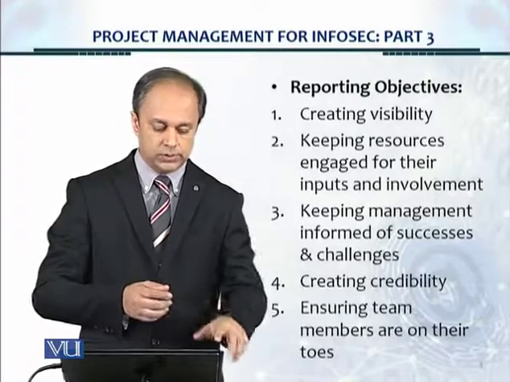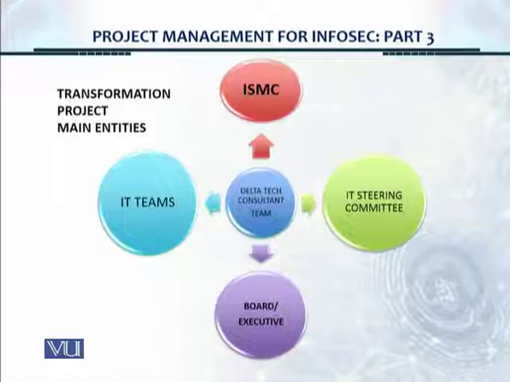that could have consequences. Now, if you take a look at this diagram, these are the transformation project main entities for which reporting has to be addressed. First of all, Information Security Management Committee, which meets on a weekly basis, and the entire resources who are responsible for running the engine of the project are together in a matrix structure forming the Information Security Management Committee.